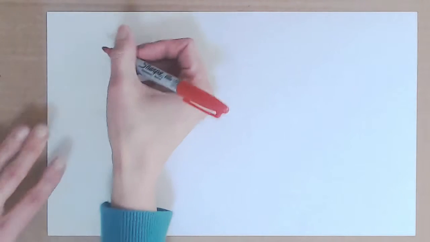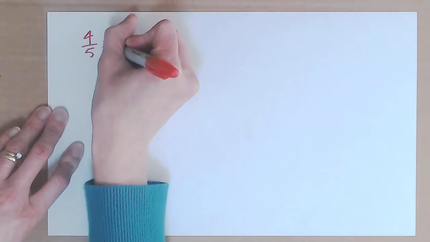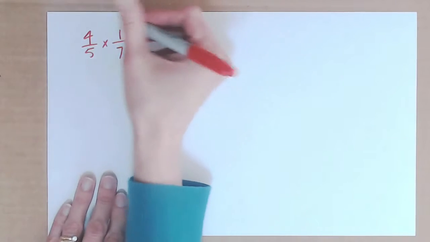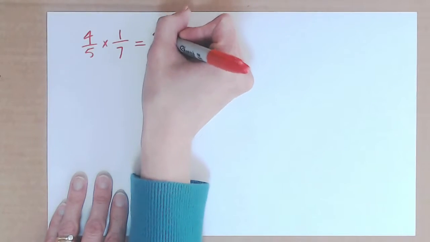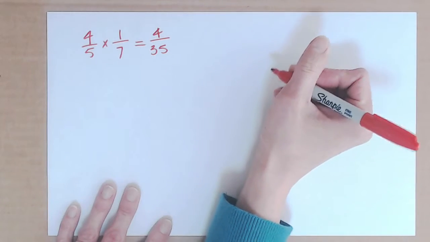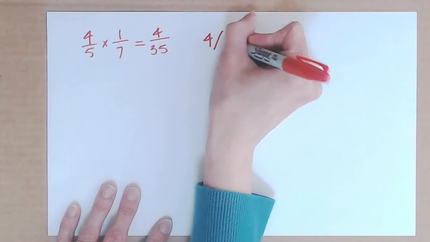Okay, let's try a few. 4/5 times 1/7. If we just do some straight multiplication here, 4 times 1 is 4, 5 times 7 is 35. Our answer is just 4/35. It can't be reduced, and you would enter it as 4/35.